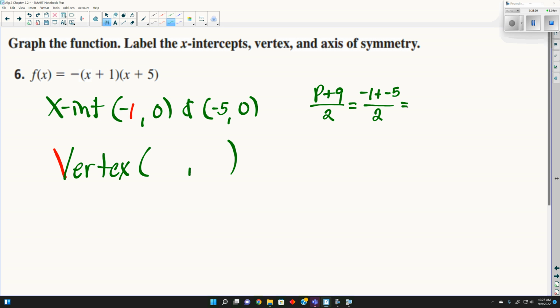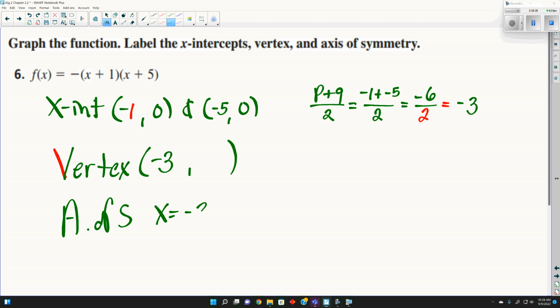So we just need to simplify this here. -1 plus -5 is -6, and -3. So we know the x value of the vertex is -3. Axis of symmetry: x is equal to -3.